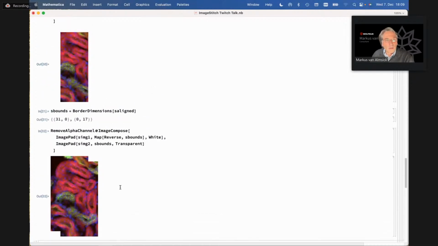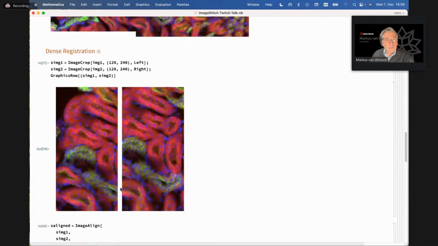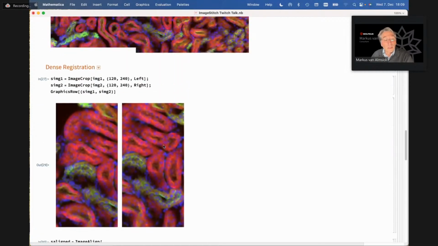Now this only works, and that's why I have done here just some smaller patches of the two images we just had, on images that have a fairly good overlap. So it is not a method of choice when you have images that just basically have an overlap pretty close to the image boundary, because boundary effects would kick in and make this routine useless.